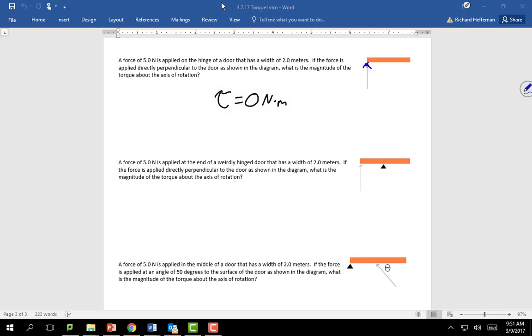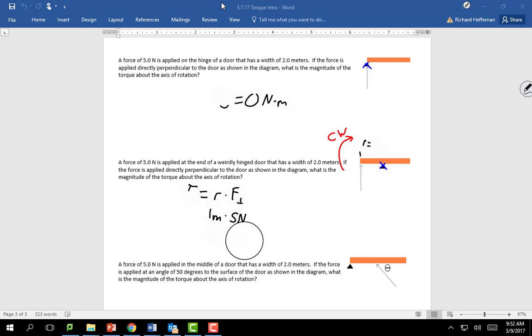Next one. Find the axis of rotation. Find the distance of our lever arm. What do we got for that lever arm distance? 1 meter. R equals 1 meter. Force is being applied perpendicular, so we're good. Torque is equal to R times the force that's perpendicular to our lever arm. 1 meter. Our force is 5 newtons. But in this case, is the torque trying to make it move in a clockwise or counterclockwise direction? Clockwise. So our ultimate torque of 5 newtons times meters should be negative 5 newtons times meters.